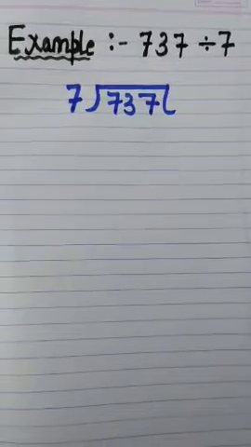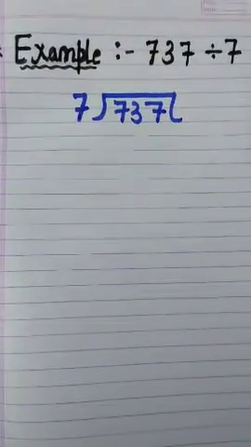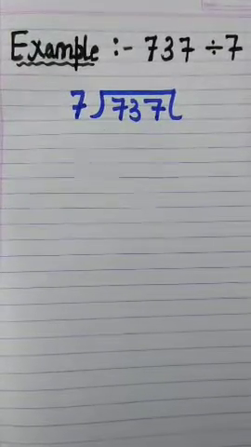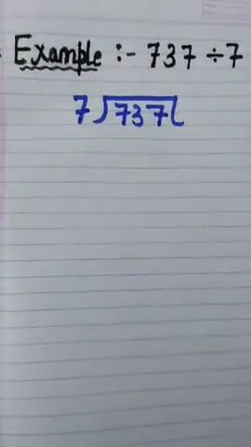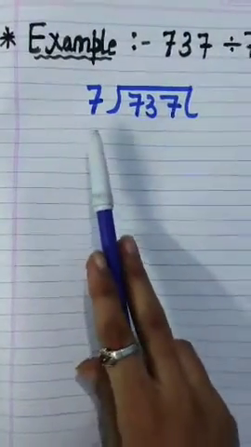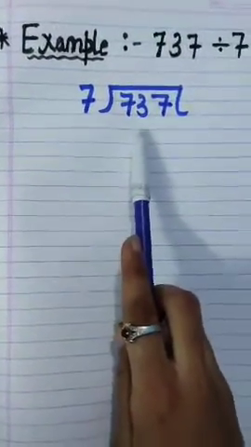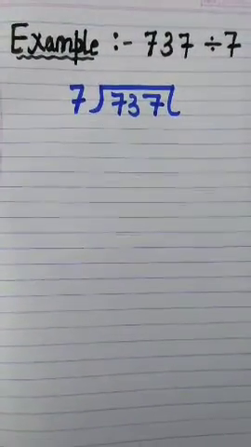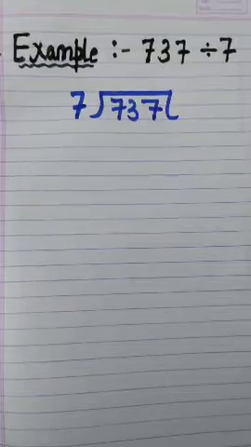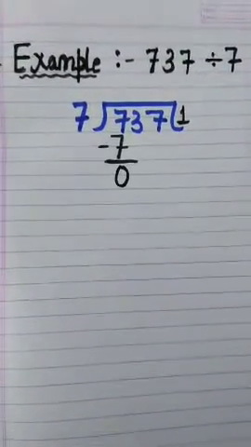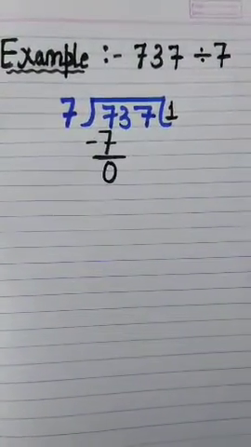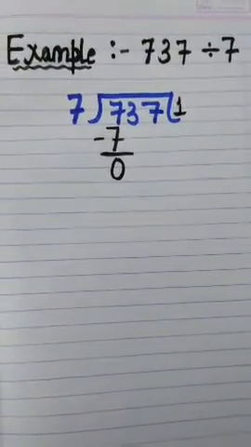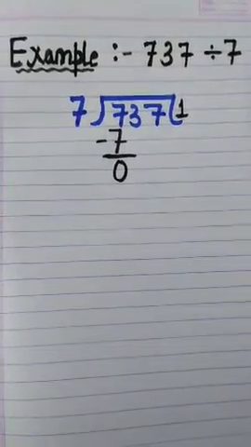Now we have another example here, that is 737 divided by 7. We have written this in the form of sum. We will see we have one digit here. So we will take one digit from dividend also. So 7 multiplied by 1 will give us 7. So we have written 7 ones are 7. Now we have got 0 and we will be copying 3.